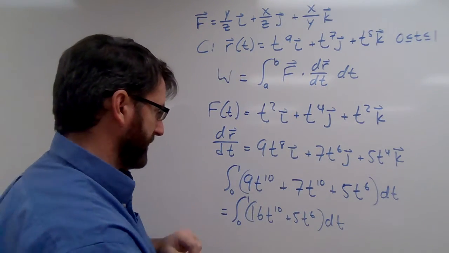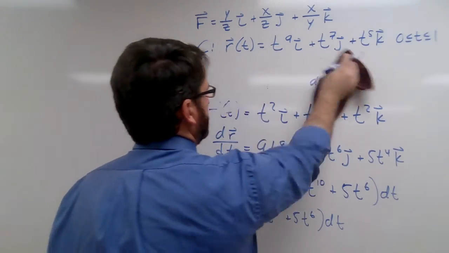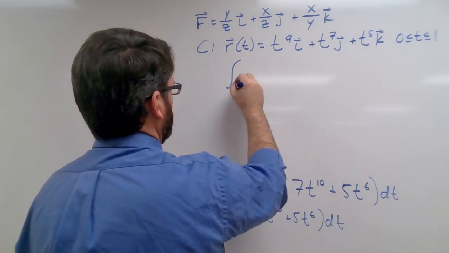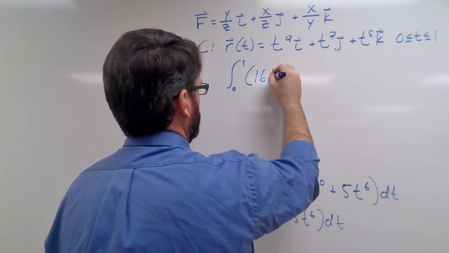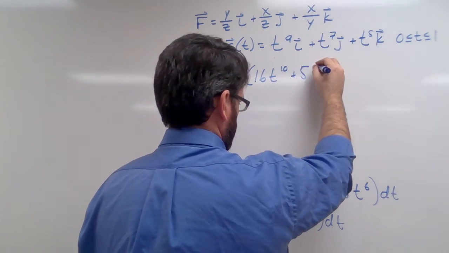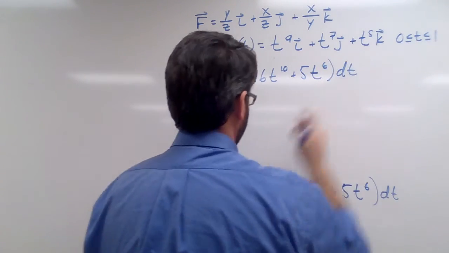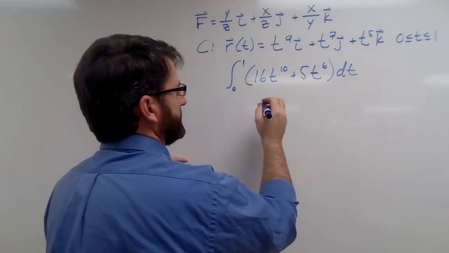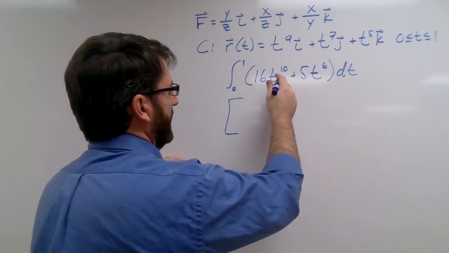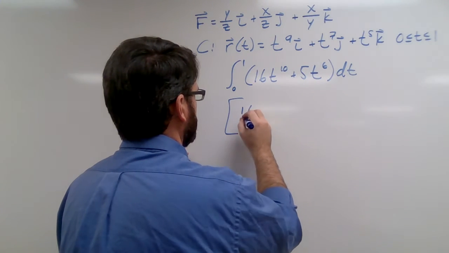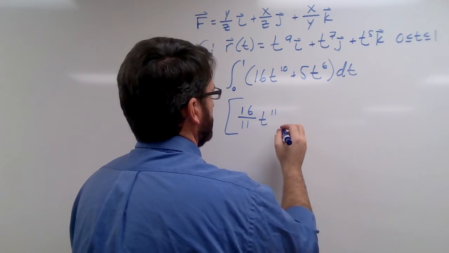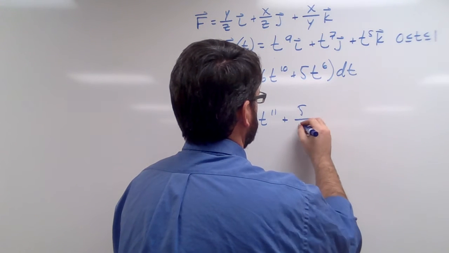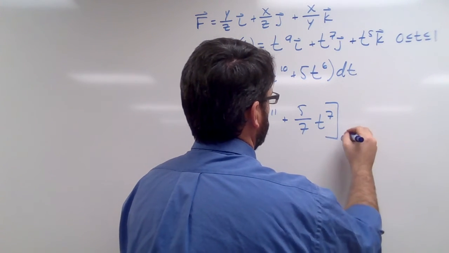All right, so let me give myself some room here. And I'll move this up to the top: the integral of 16t to the 10th plus 5t to the 6th dt. So now the integral of this is going to be t to the 11th divided by 11, so 16 over 11 t to the 11th, plus t to the 7th, so 5 over 7 t to the 7th, and we're going to evaluate that from 0 to 1.